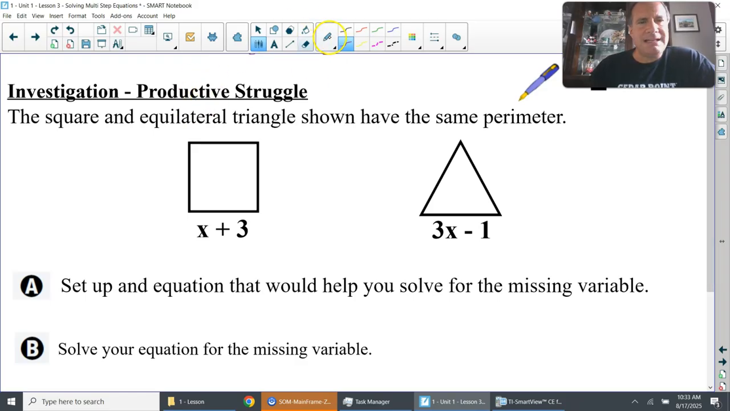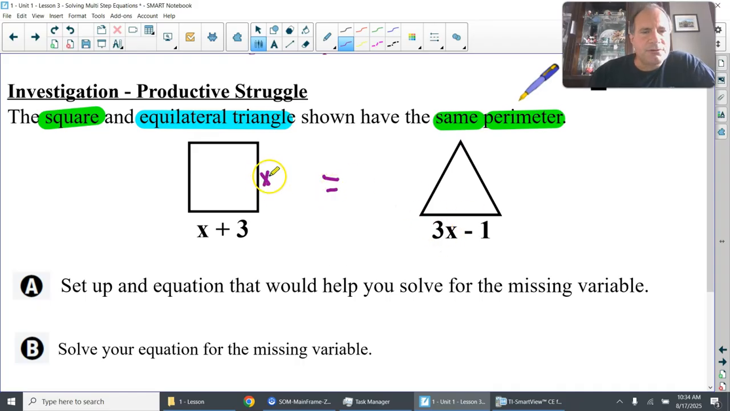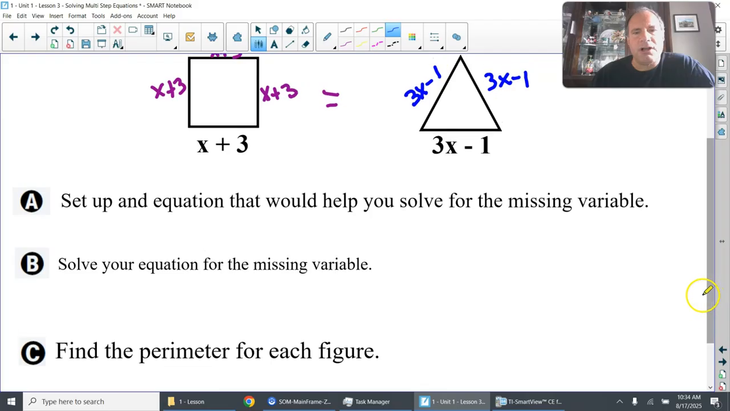All right, so this is a word problem, and it's not bad at all. When you have a square and an equilateral triangle, here's the square right here. This is the square. One of the things that you have to really pinpoint is that they have the same perimeter. If they have the same perimeter, guess what? These are equal. But just remember, the square has all equal sides. So I'm just going to put in x plus 3, x plus 3, x plus 3. And the equilateral triangle has all equal sides. That's why it's called an equilateral triangle. Set up an equation that would help you solve for the missing variable.